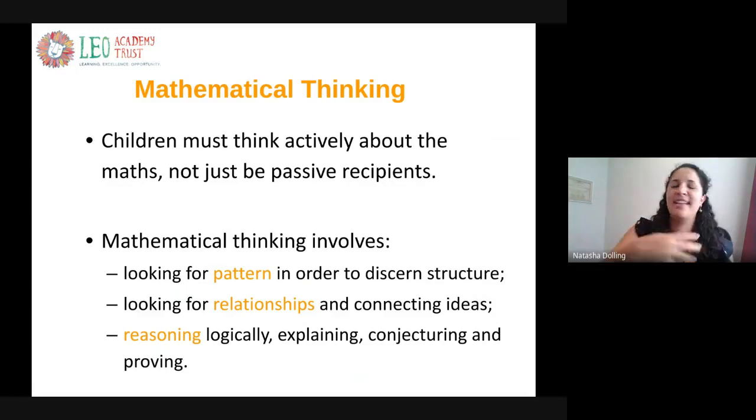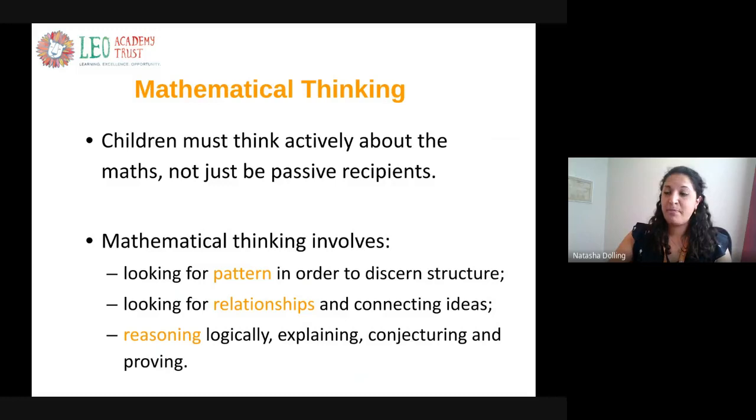So that was such a whistle-stop tour of representations and structure. And just because I'm aware we don't have much time left, we are going straight on to mathematical thinking. So children should not just be thinking passively, they need to be active recipients in their maths classes.